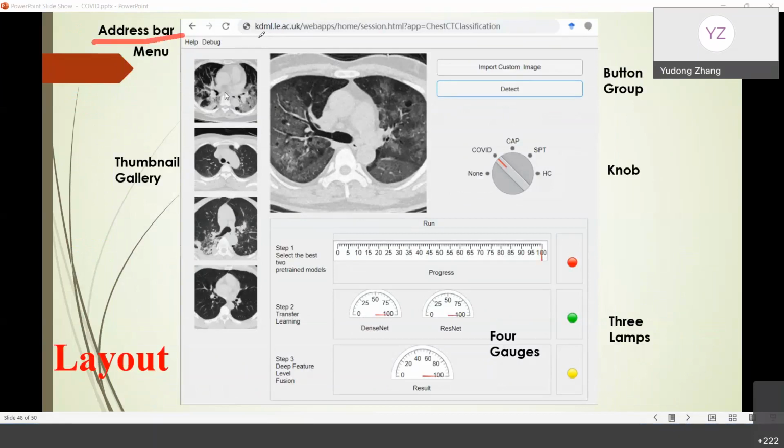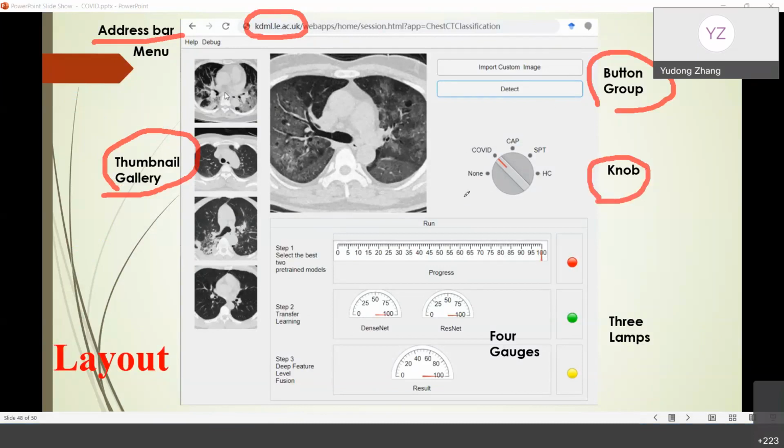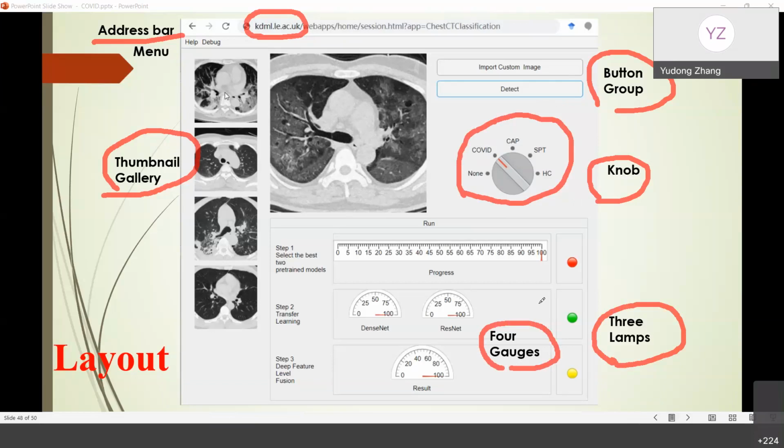So this is our university, and the KDML means the Knowledge Discovery and Machine Learning, which is the name of our lab. And we have some thumbnail galleries, and we have some button group here, some knob. The knob shows we can identify 5 categories here. And we have 3 lamps. Why do we need 3 lamps? Because the pre-trained model is sometimes a bit slow. We need the 4 gauges and the 3 lamps to indicate the app is running.